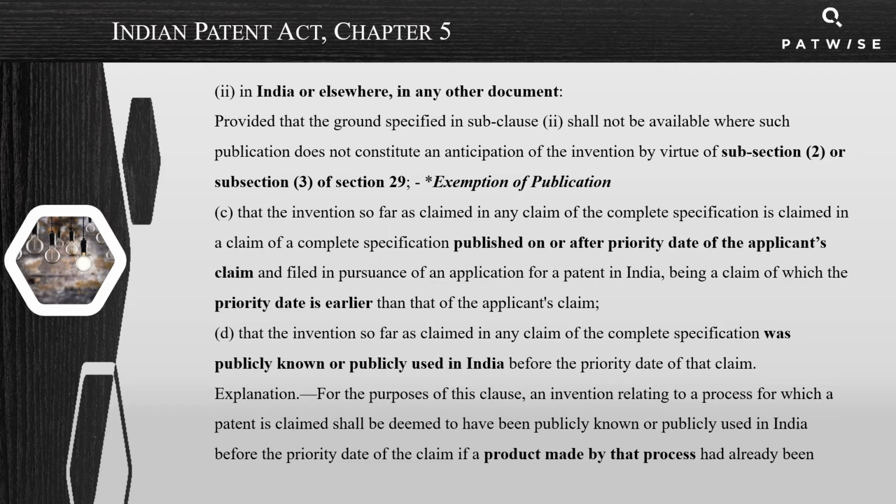Point number 3 is, if the invention for which a patent is about to be granted or has been applied for has a similar patent, published on or after the priority date but with a priority date earlier than that of the patent application being examined, then that can also be a ground for opposition. Similarly, if the invention is publicly used or publicly known in India, in a particular traditional knowledge, or has been a practice in India, then that can also be a ground for opposition.